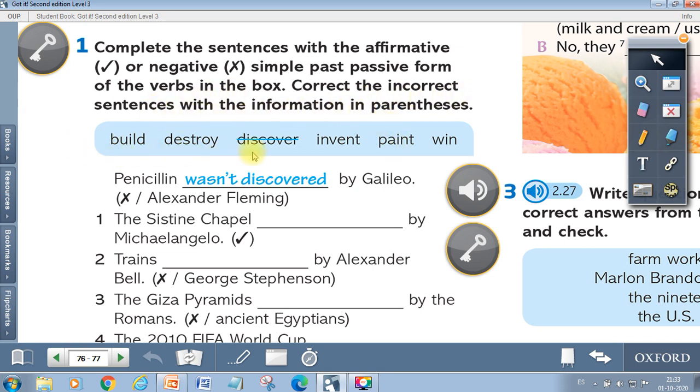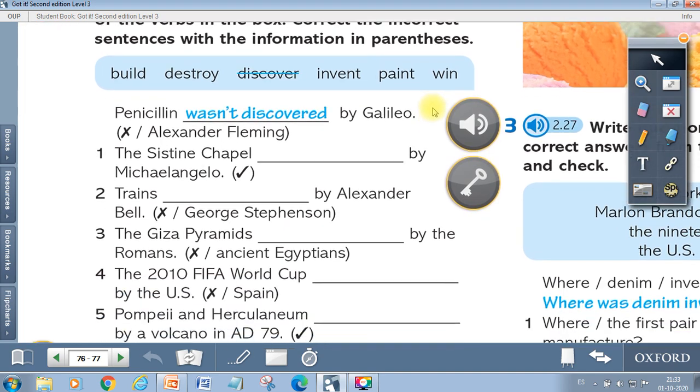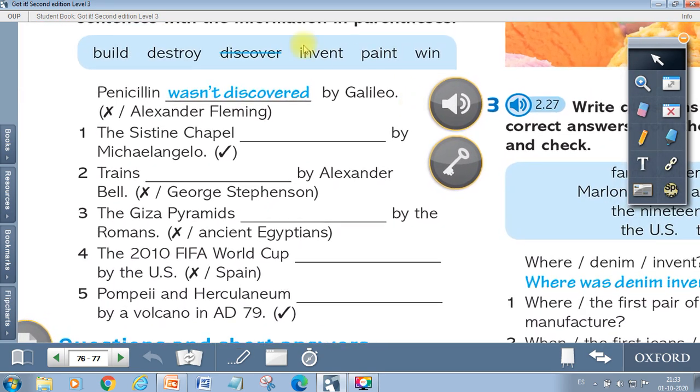Now we have here a box with different verbs: build, destroy, discover, invent, paint, and win. And we are going to use them here, okay, in each of the sentences. Pay attention that the sentence could be affirmative, like in this case, or negative, like in this other. So you have to take some decisions. Is it plural or singular?